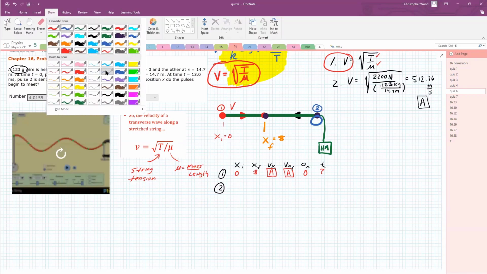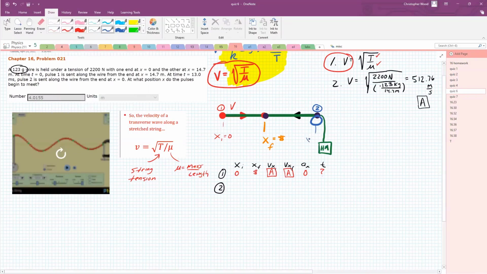For pulse number 2, which is that blue pulse, pulse number 2 is starting from the right side. So for pulse number 2, x initial equals 14.7 meters. And x final, it's the same. They meet right here. So x final, that's the question mark. And what is the velocity of pulse 2? It's also A, but it's heading in the negative x direction. So that's negative calculator memory location A. And that's because there's no acceleration.